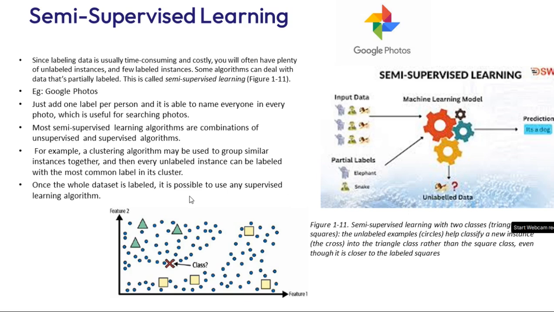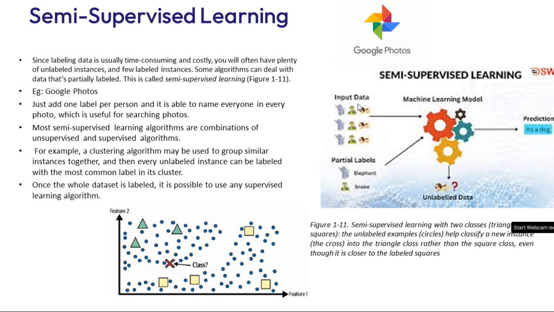Suppose it is using a clustering algorithm, then it may try to group similar instances together. So probably this is one cluster, this is another cluster, and this is another cluster. That means in this cluster, all the circles here will be treated as triangle. If this is a cluster, all the blue circles here will be treated as a square. So probably this cross can also be treated as a square. That is when you are using a clustering based algorithm for predicting the class of this cross. So this is the block diagram of semi-supervised learning.